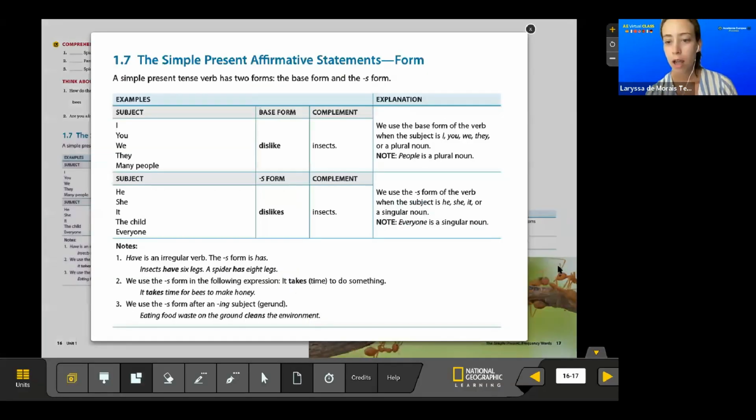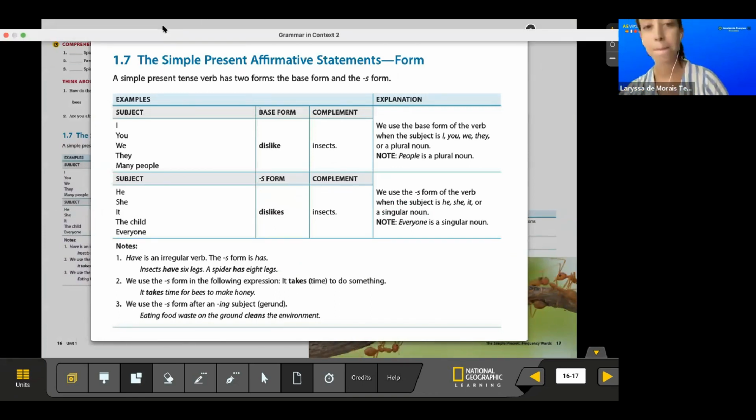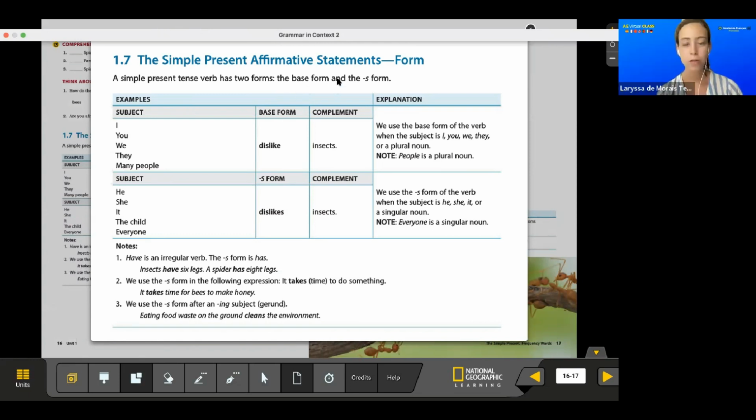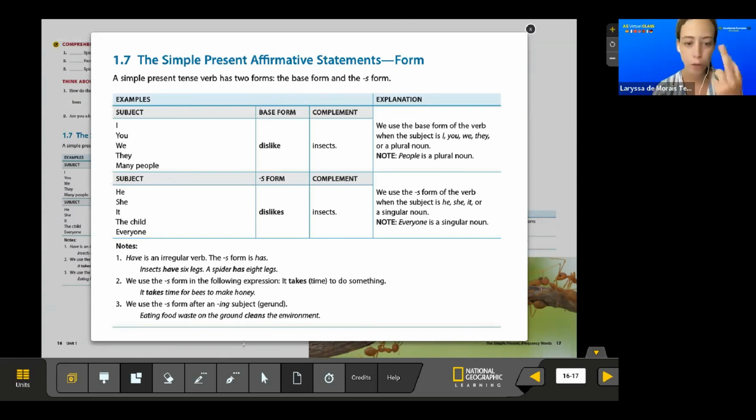Now, Victor, I'm going to ask you to read the title and the subtitle here, please. Okay, the simple present affirmative statements form. A simple present tense verb has two forms, the base form and the S form. Very good. So this is just what I told you guys, okay? We have two forms of the simple present, the base and the S form, these two.